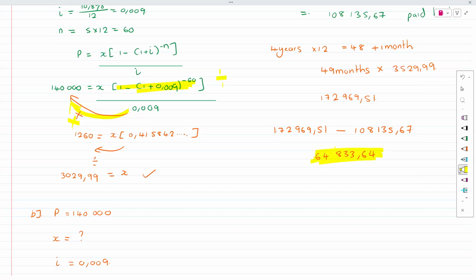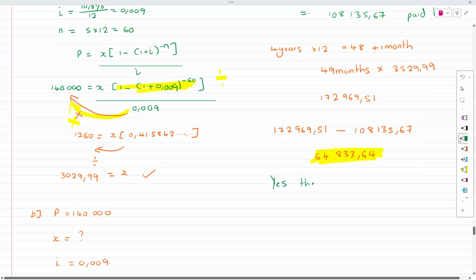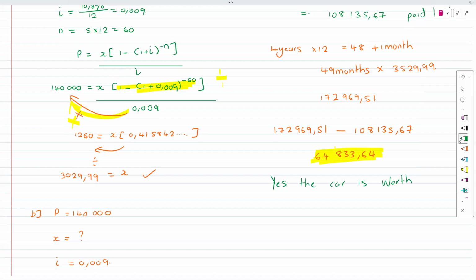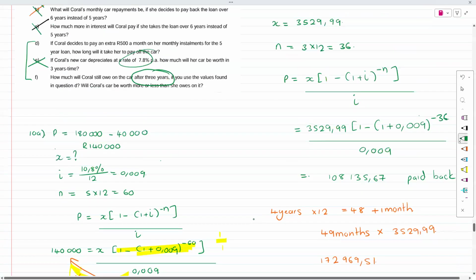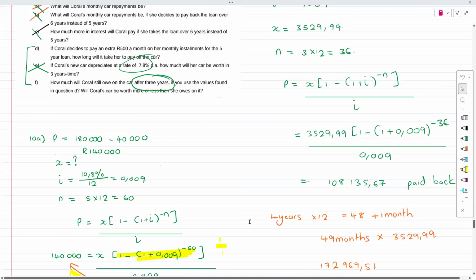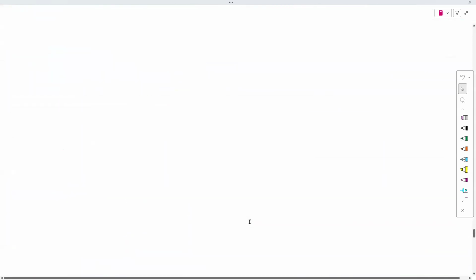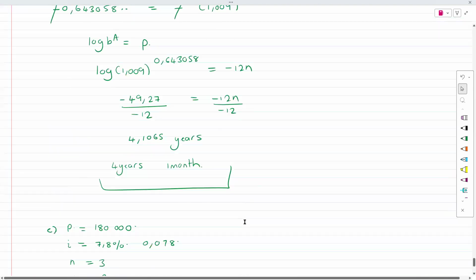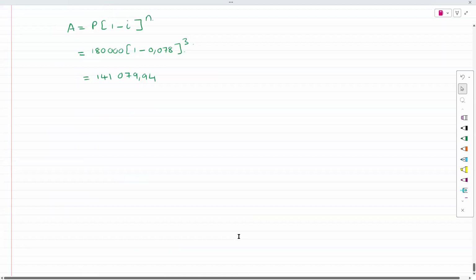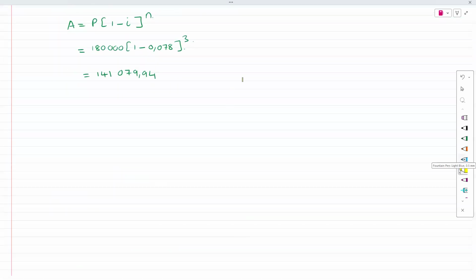Now this question seemed like it was difficult, but they wanted to know, is the car worth more than what she owes? And the answer is yes. The answer is yes. The car is worth more. Why is it worth more? It's because, guys, what she owes on the car is 64,000. But the car is worth, where is the last question that we just did? The car should be worth 141,079 rand. And that's all there is to this question.